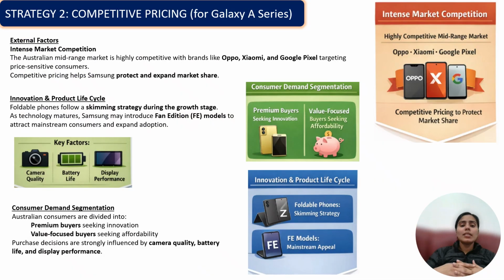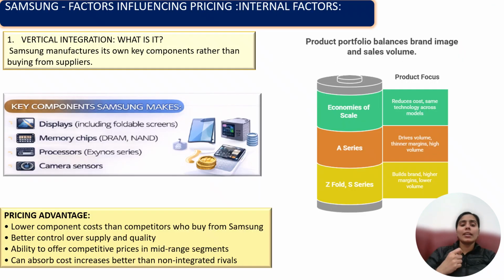Another slide is Samsung internal pricing factors. There are different internal factors: vertical integration advantage and broad product portfolio. The next slide is Samsung external pricing. The factors are intense market competition, product life cycle, and consumer demand. The Australian mid-range market is highly saturated. Product life cycle uses first mover advantage in foldables.